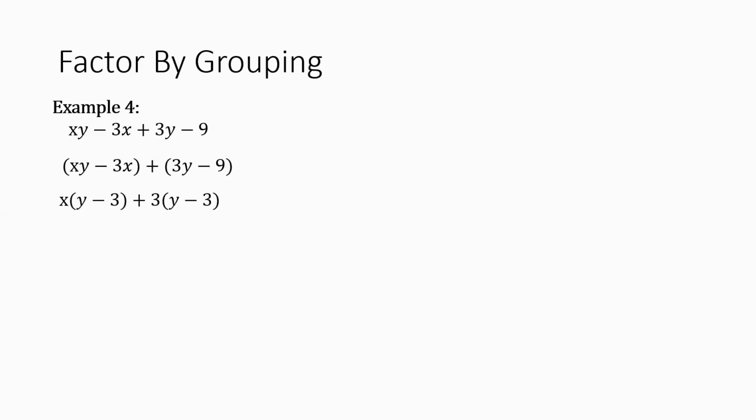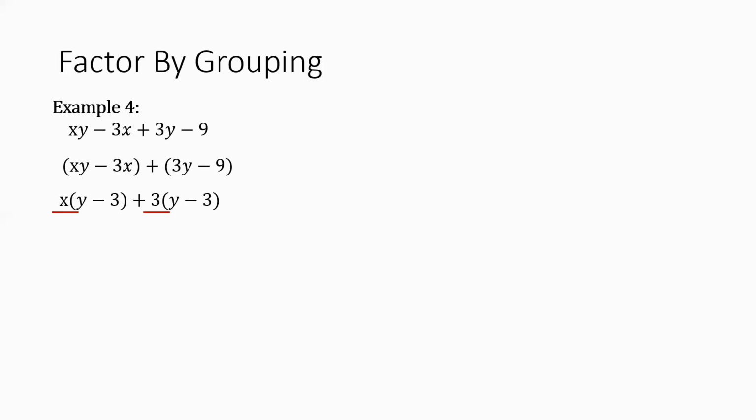And then I take my last two terms, divide both terms by 3, and so that puts the 3 in front of the parentheses, and I'm left with y minus 3. And now, in order to find my two factors, one of my factors is going to be both terms in front of my parentheses.